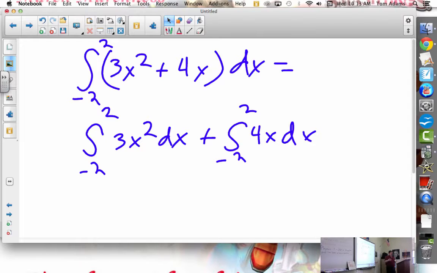Well, if I have a polynomial, there are situations where I might want to break up the function. And if it's a sum of two functions, I can integrate each function separately, right?